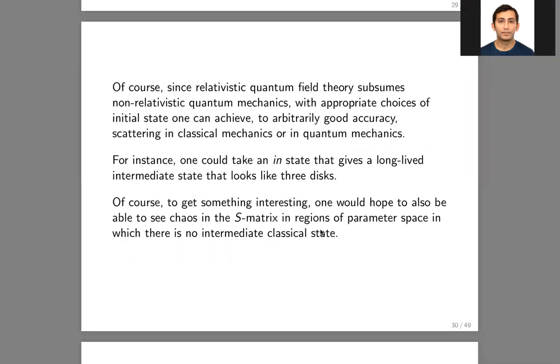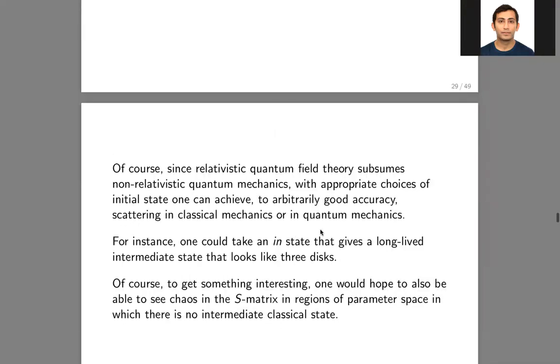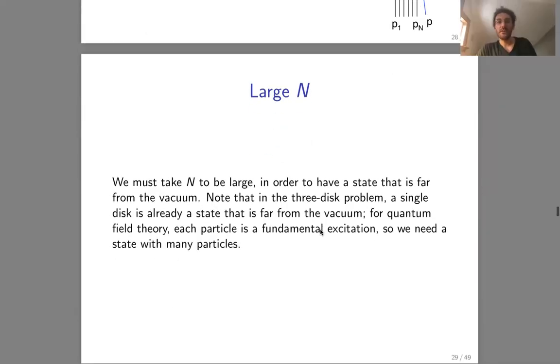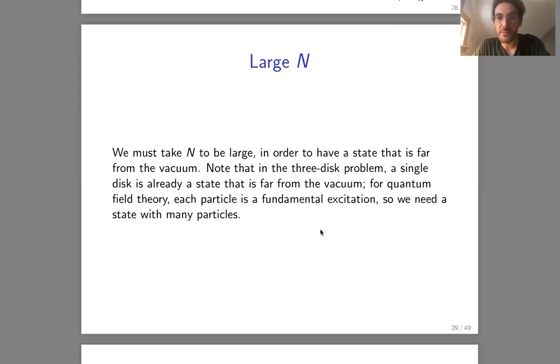Yes, I didn't understand the large n limit. Is it just a mathematical convenience, or is it necessary? It's necessary. Can you say it again? Why? Good. So we need to see chaos, we need a state that's far from the vacuum. If you just take a state that has three particles, that's very close to the vacuum, so you won't be able to have any kind of chaos. And the way to get far from the vacuum is to have a large number of particles. That's why it's necessary.